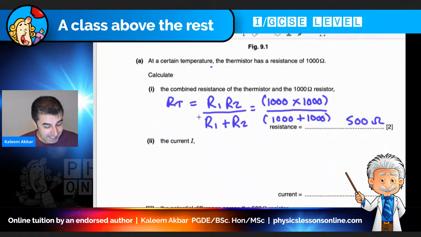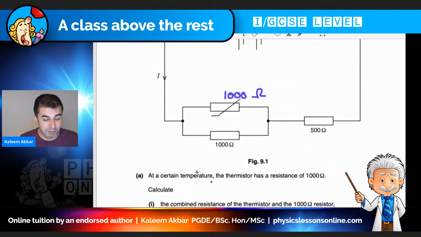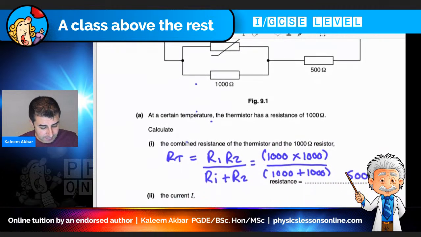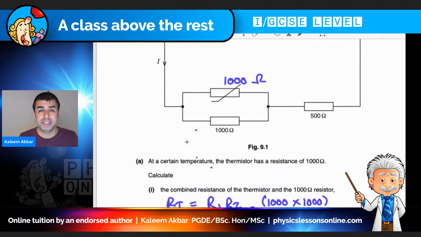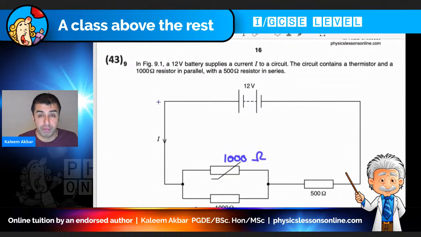it says calculate the current I. So what they're wanting you to do is to find the total current. So what we've got to do here is, you've got the total resistance in parallel of 500. You've got another resistor in series of 500, making the total resistance in the circuit 1000. And we have a 12-volt battery.